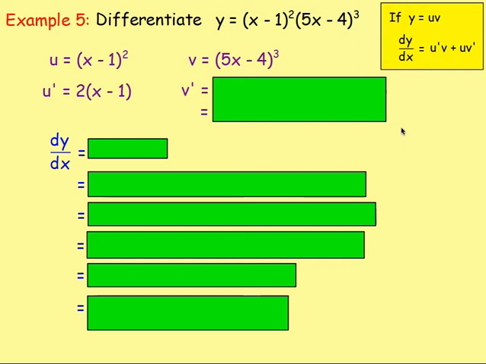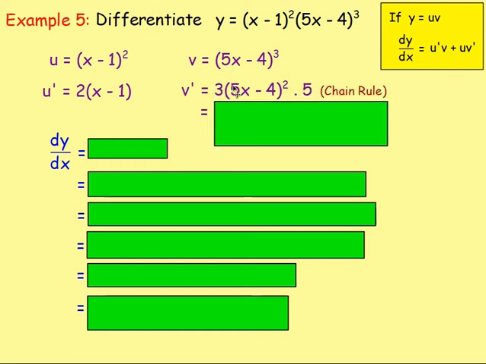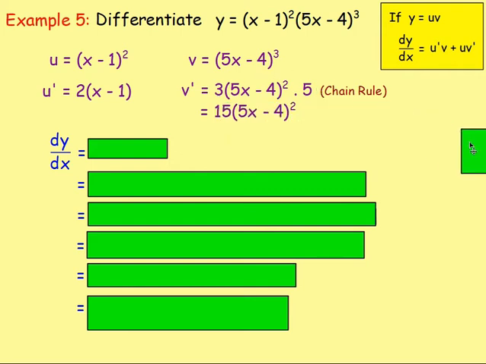It'll stay the same. With v dash, again, do the same thing. So you're bringing the power down. So the 3 will go to the front. The 5x take away 4 will end up as being to the power of 2. And again, you multiply by the derivative of what's in the brackets. Differentiate what's inside the brackets, you get 5. So we multiply by 5. From there then, we can simplify that. We've got a 3 and a times 5, which gives us 15 times 5x take away 4 squared.